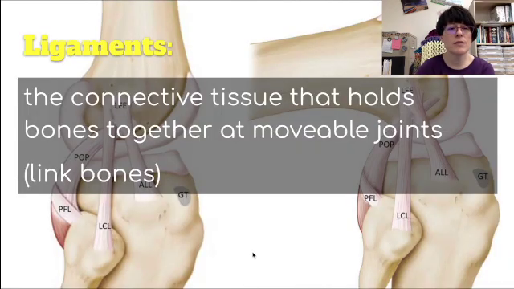Now, bones are held together by ligaments. Ligaments are the connective tissue that holds bones together at movable joints. I like to remember this. I say that ligaments link bones. The L's go together. And so we see these ligaments right here holding the bones together at the joints.